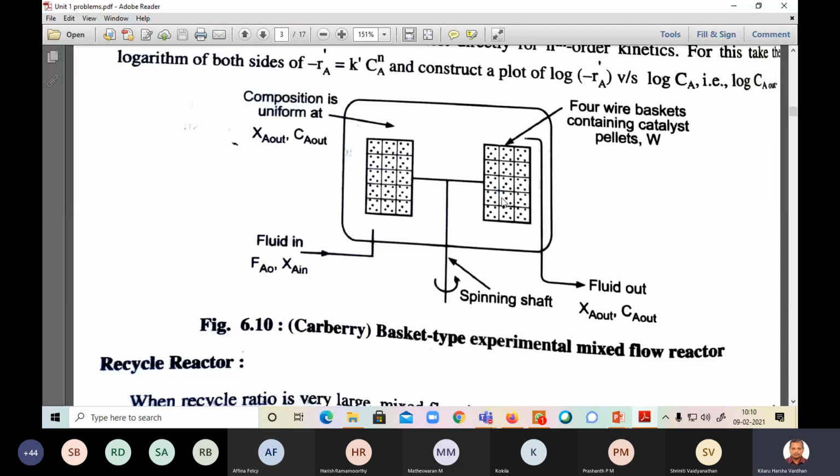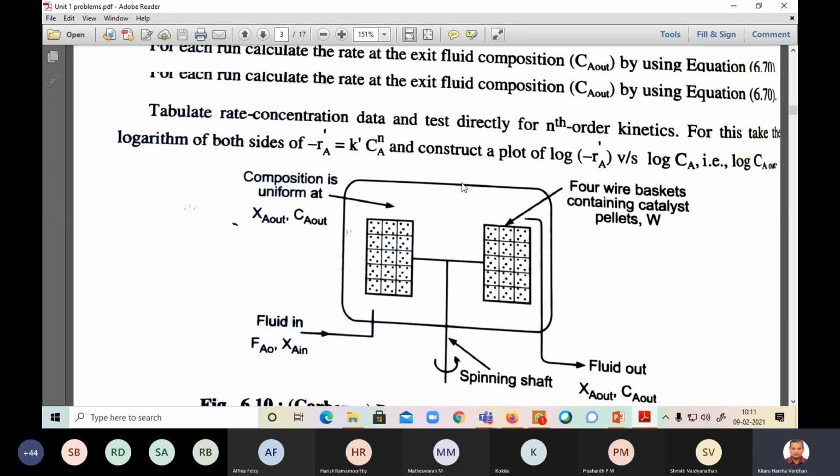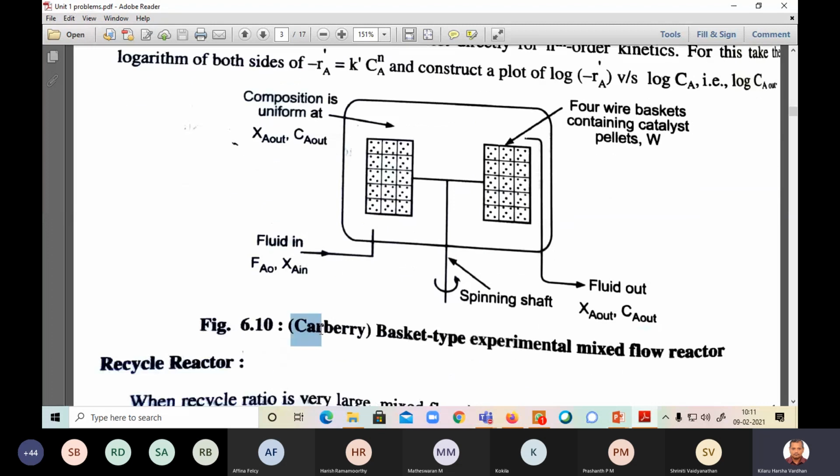That is the thing important here. So the basket: four wire baskets containing the catalyst pellets, right? This type of reactor is called a Carberry reactor because a scientist used this type of reactor, especially the mixer reactor. That is why he named it a Carberry reactor.